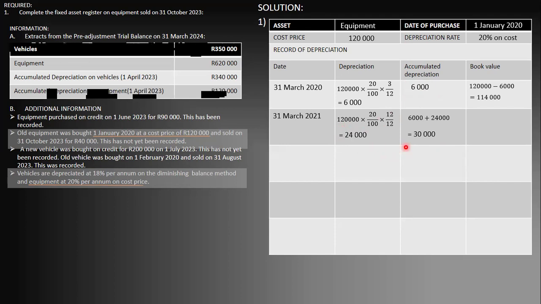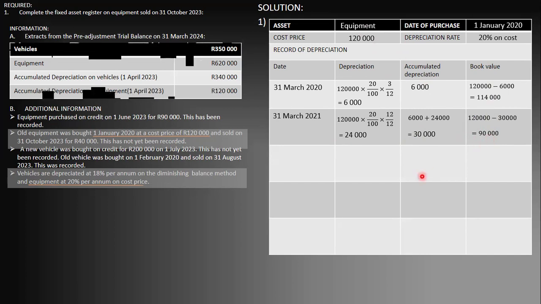And to calculate the book value is the cost price, which is 120,000, minus the accumulated depreciation for that year. Don't take the depreciation, take the accumulated depreciation for that year. So we say the cost price minus the accumulated depreciation for that year, and that will give us its new book value, it's 90,000. That means that if we were supposed to sell this equipment at this time, we should sell it for 90,000. That's what its value is, right?